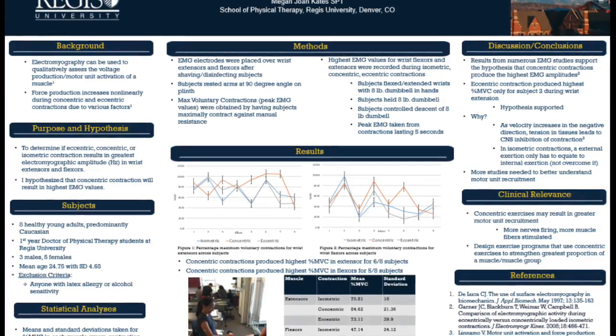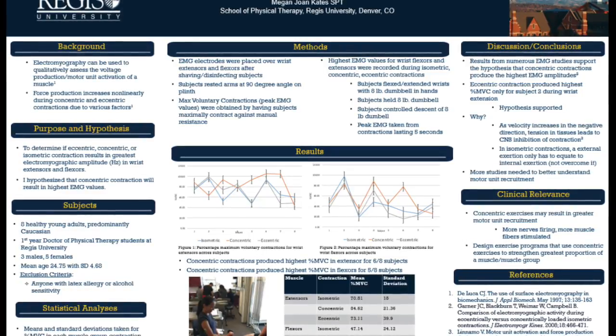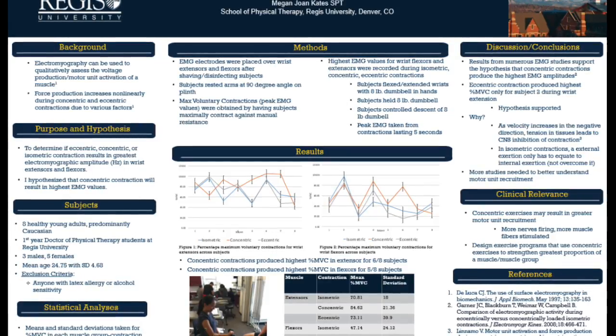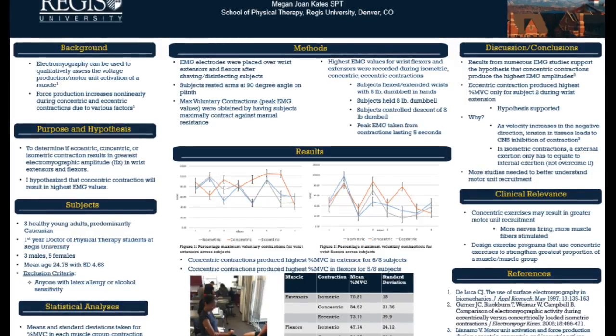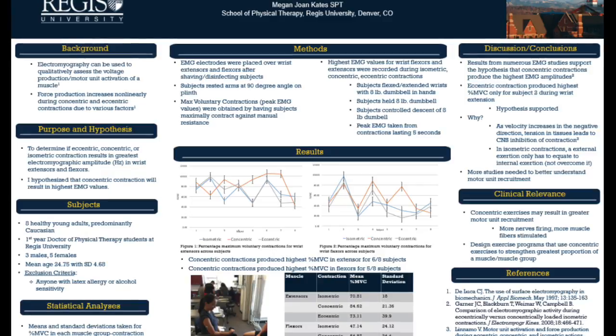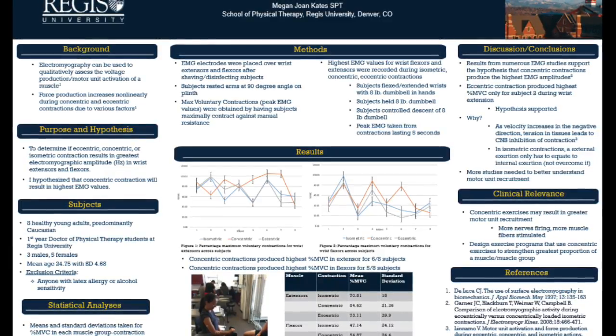Our subjects consisted of first-year DPT students ranging in ages from 22 to 34 years. Our subjects were all healthy, but students were not allowed to participate if they had a latex allergy or alcohol sensitivity. We prepared subjects for EMG use and had them rest their arms at a 90-degree angle on a table.